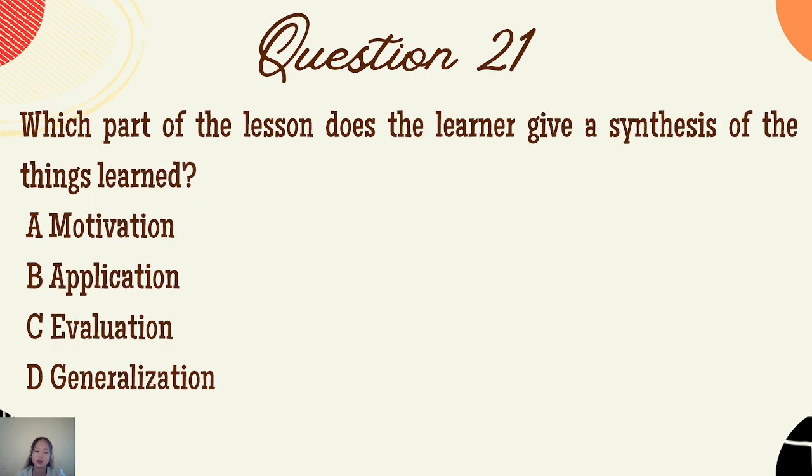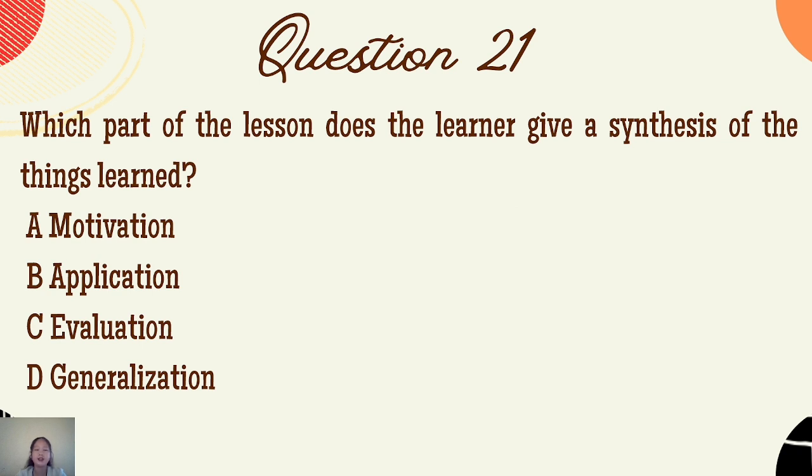Now let's go to question number 21. Which part of the lesson does the learner give a synthesis of the things learned? The correct answer is letter D. Generalization. Generalization allows students to summarize and connect the key points of the lesson, helping them consolidate their understanding and apply it to future learning.